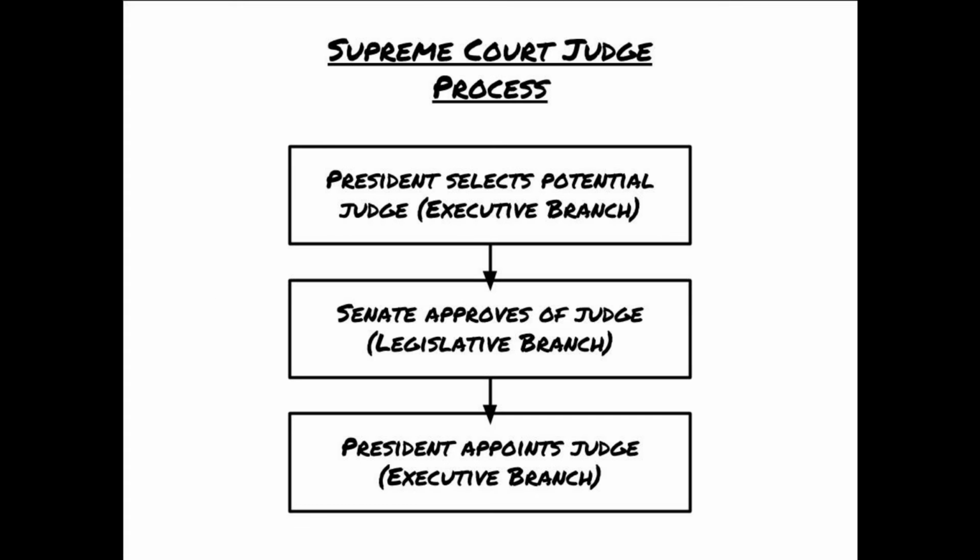Despite each branch having its own responsibilities, there are times when responsibilities overlap. One example is the process for appointing Supreme Court judges. Although the president, part of the executive branch, selects and appoints Supreme Court judges, the Senate, part of the legislative branch, must approve the judge. Overall, the 3 branches work together to accomplish governmental tasks and goals by using checks and balances.